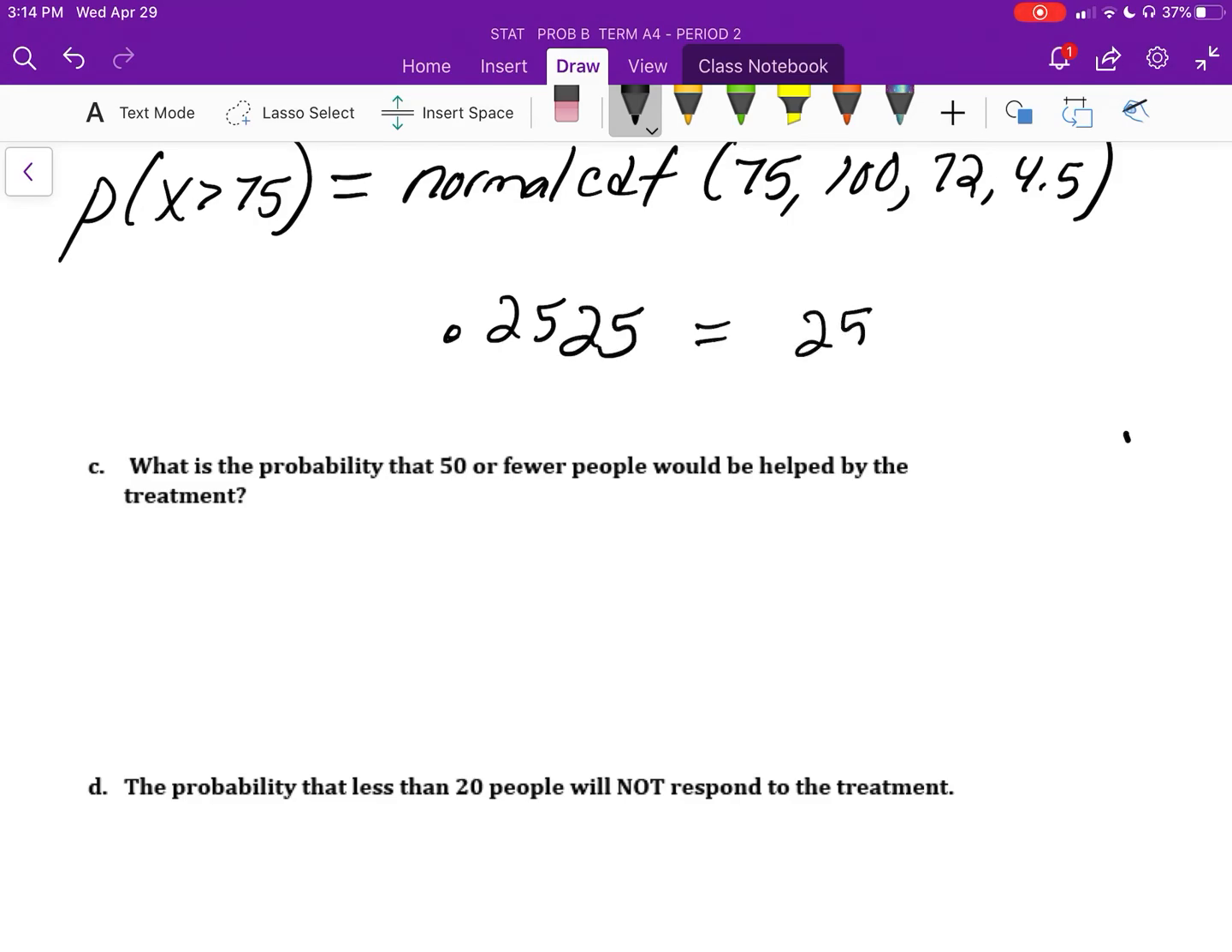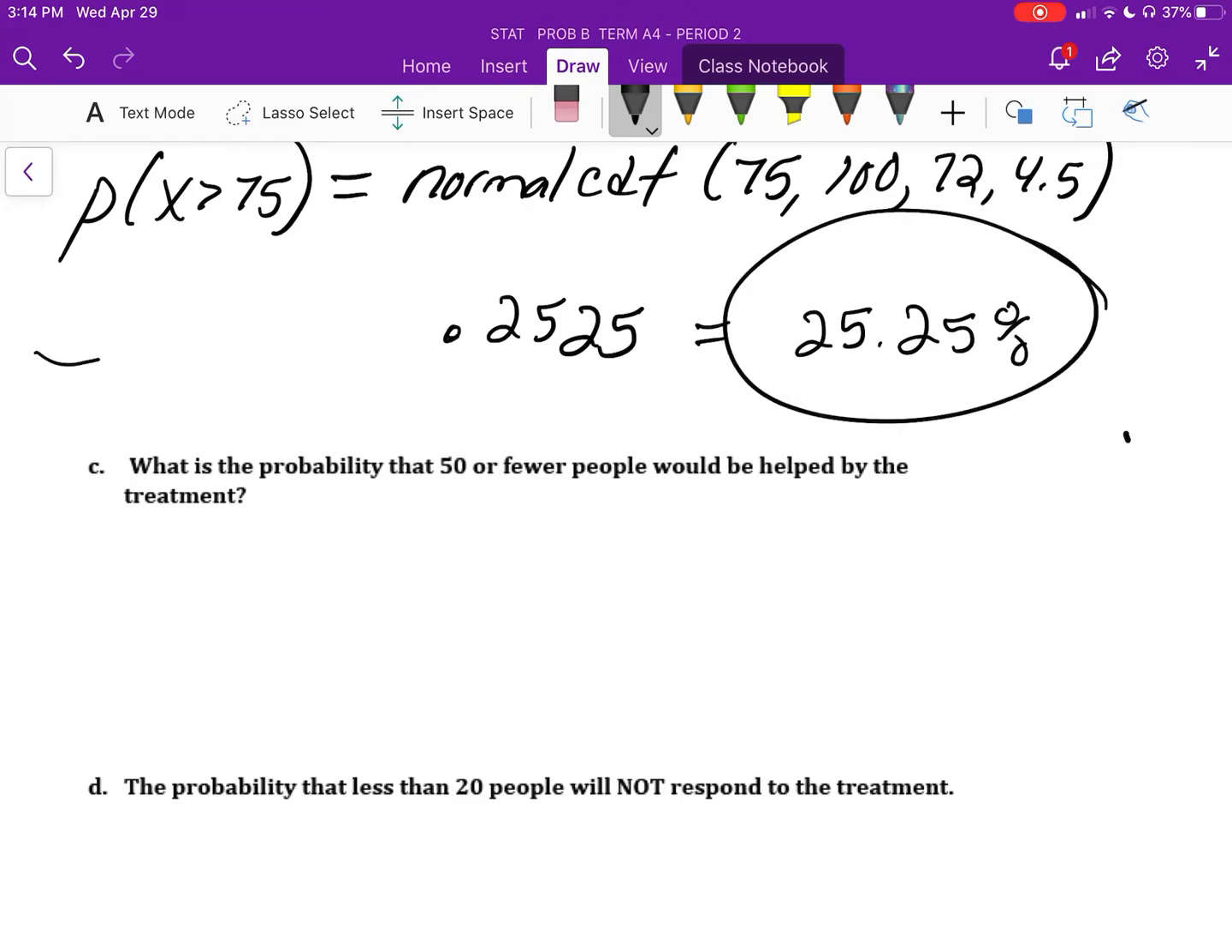So it's a 25.25% chance of that happening. So if we looked at this in terms of the model, 72 goes in the middle, and 75 was to the right. So it was not quite one standard deviation away. So to the right of that is going to be around 25%.